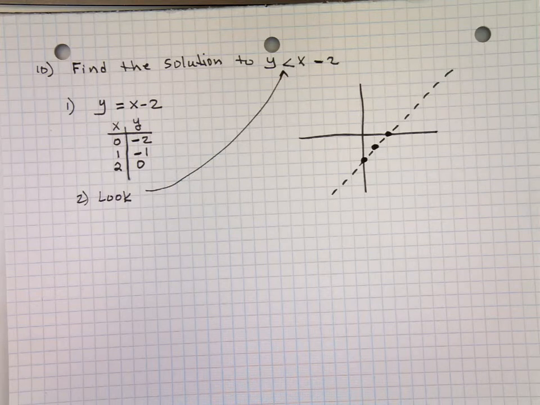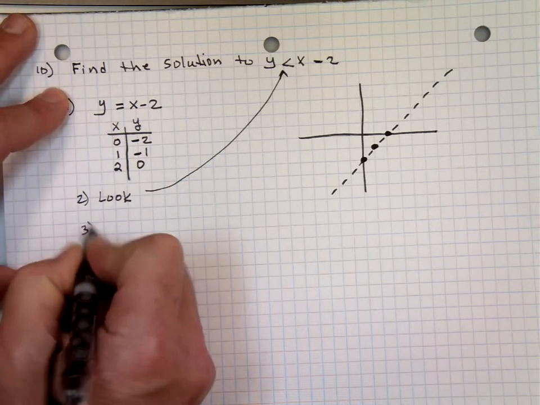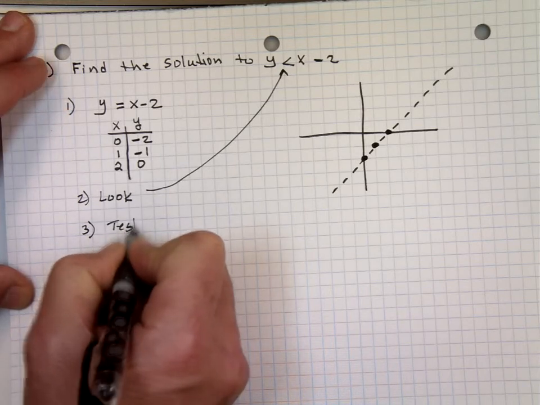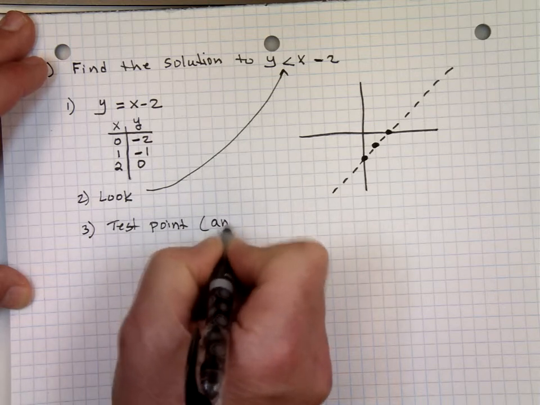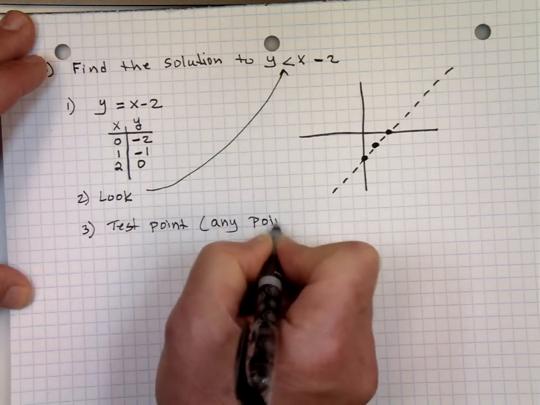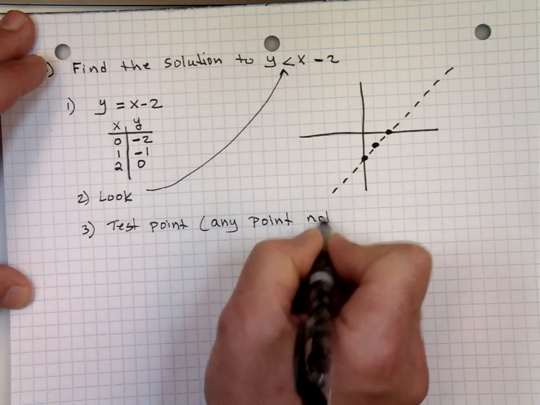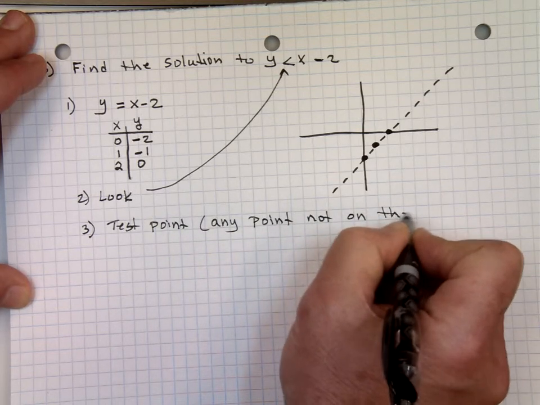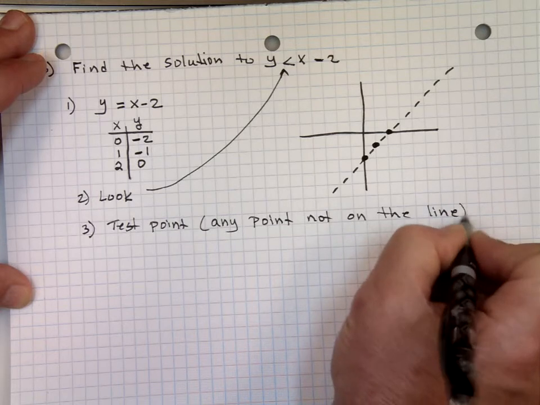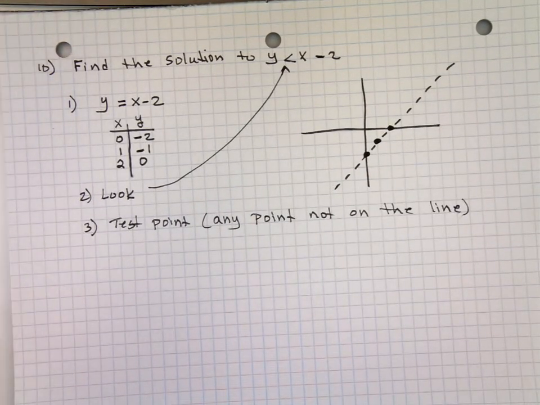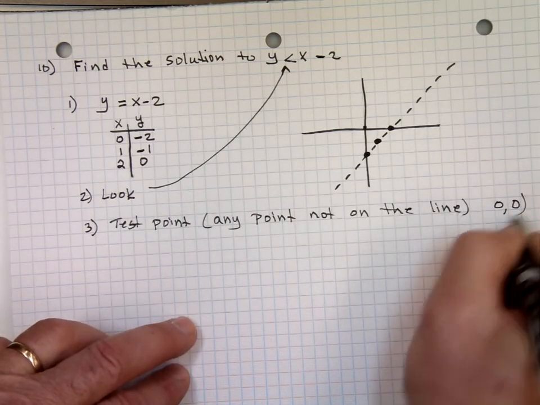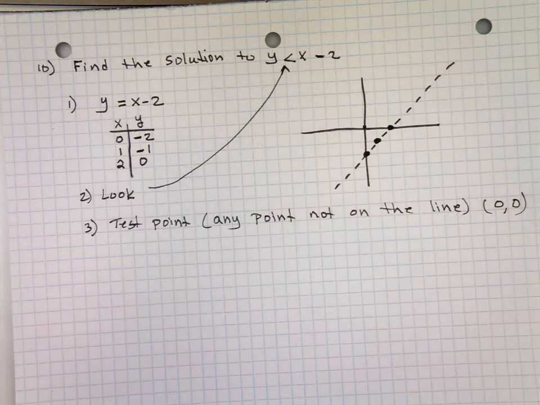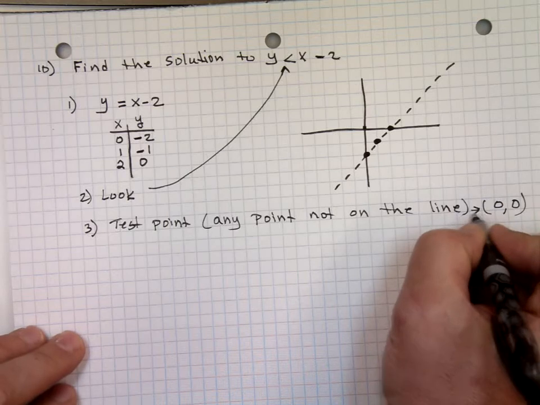And step number 3, we're going to take a test point. A test point is what? Any point not on the line. When I say the line, that's the dotted line, this line. So you can pick any point, like 0, 0. I chose, for no reason, 0, 0. I could have picked 1 and 10. Any point that's not on the line. Let's plug it in. That's that point right here.